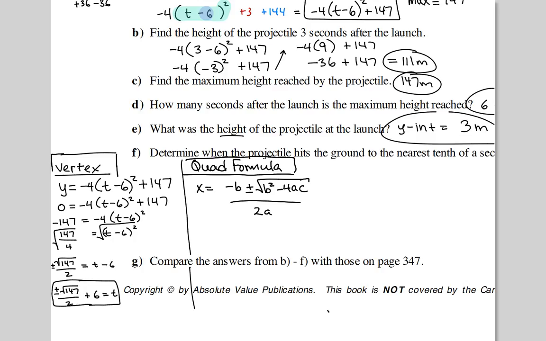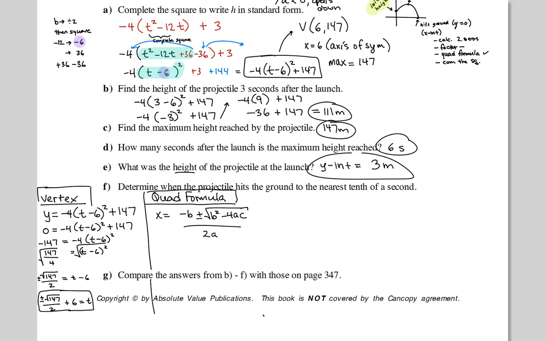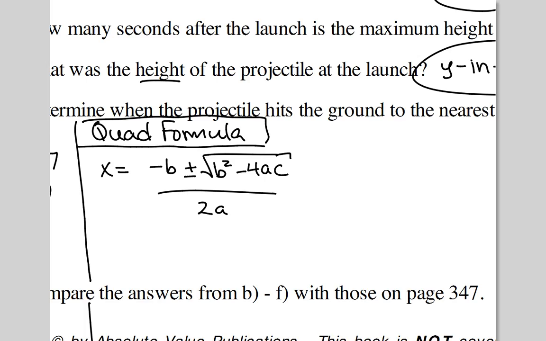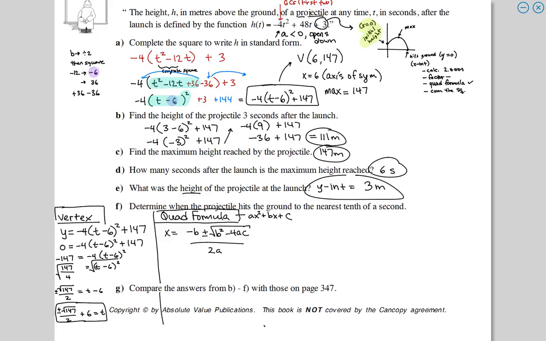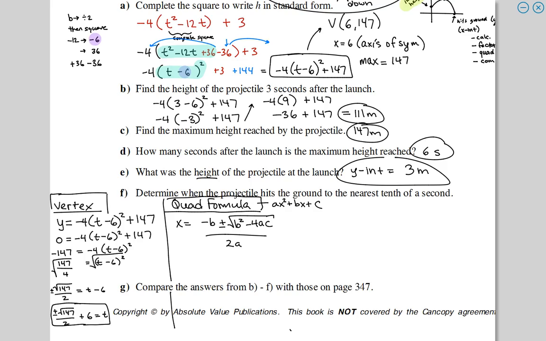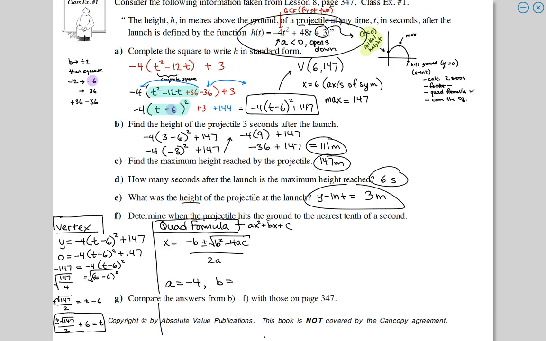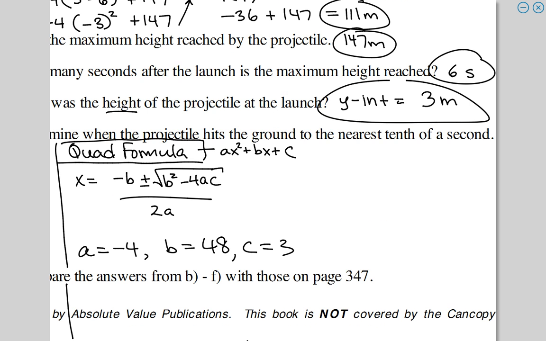Okay, so can I use my vertex form for this quad formula? What form do I use? The standard, right? The one that we're always used to from factoring. So we got to go back to the original up here. Okay, so what's the a value? And the b? And the c. Okay, so let me just jot those down. A is negative 4. B is 48, and C is 3. Zoom back in for Carl.